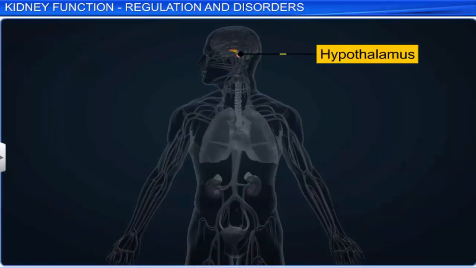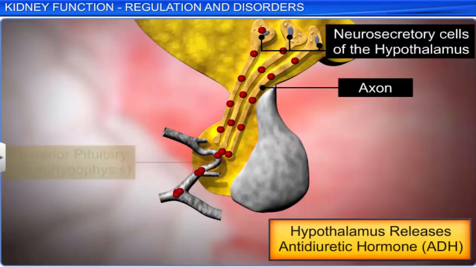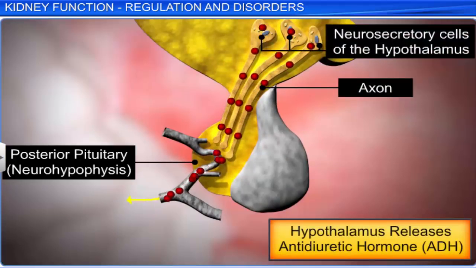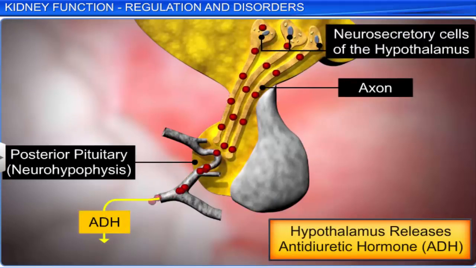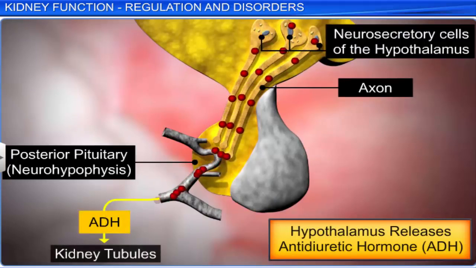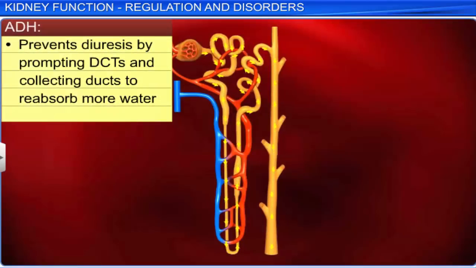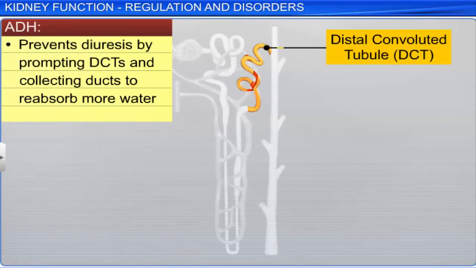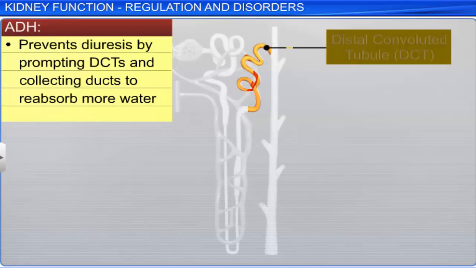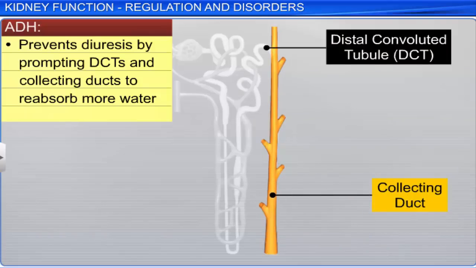For example, a decrease in the level of body fluids activates the osmoreceptors, which stimulate the hypothalamus, which in turn neurally stimulates the neurohypophysis of the pituitary to release the antidiuretic hormone or ADH or vasopressin. ADH prompts the distal convoluted tubules or DCTs and the collecting ducts to reabsorb more water, thereby preventing diuresis.